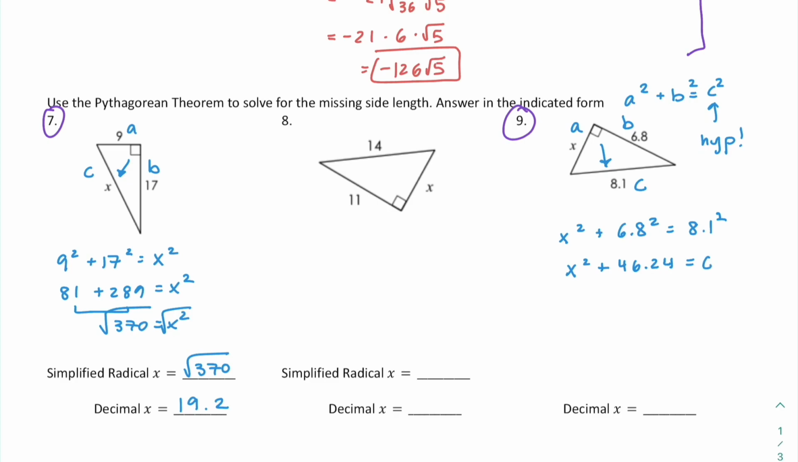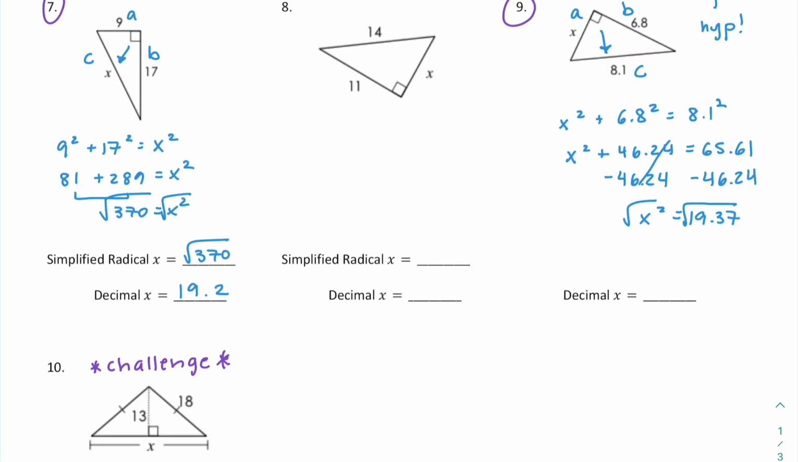So since in my calculator I only have 2 decimals, I'm going to leave them there until I get all the way to the end. Now we can subtract 46.24. I get that x squared equals 19.37. And then you're only left with a decimal on this one because you were taking the square root of a decimal, so it's not really going to get any neater than that. 4.4.